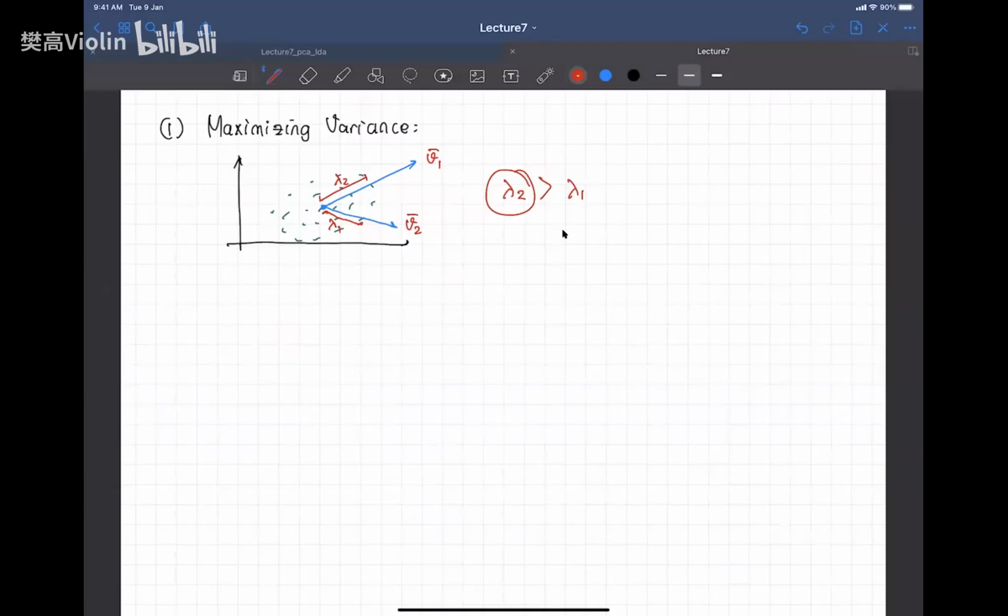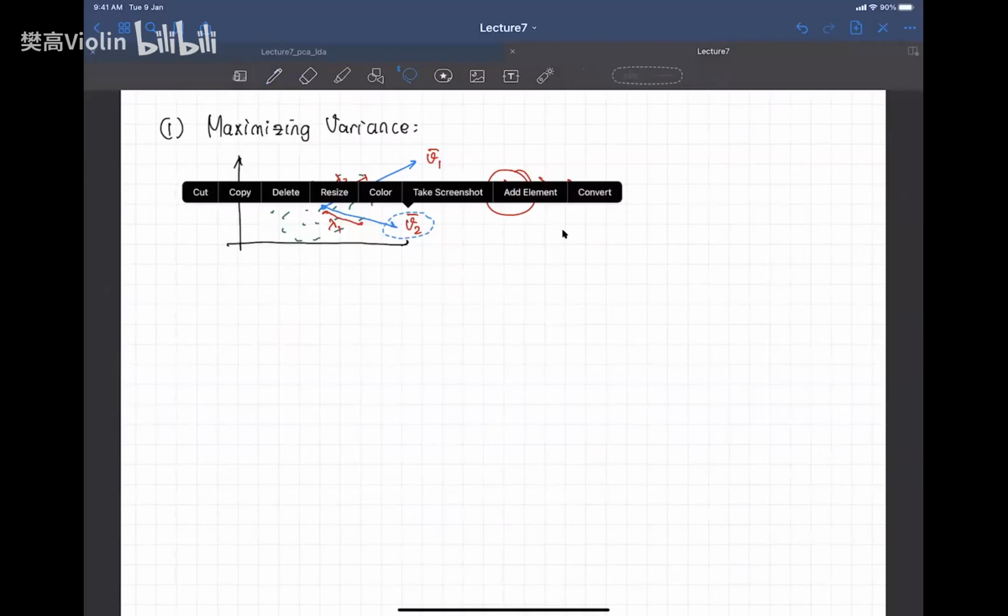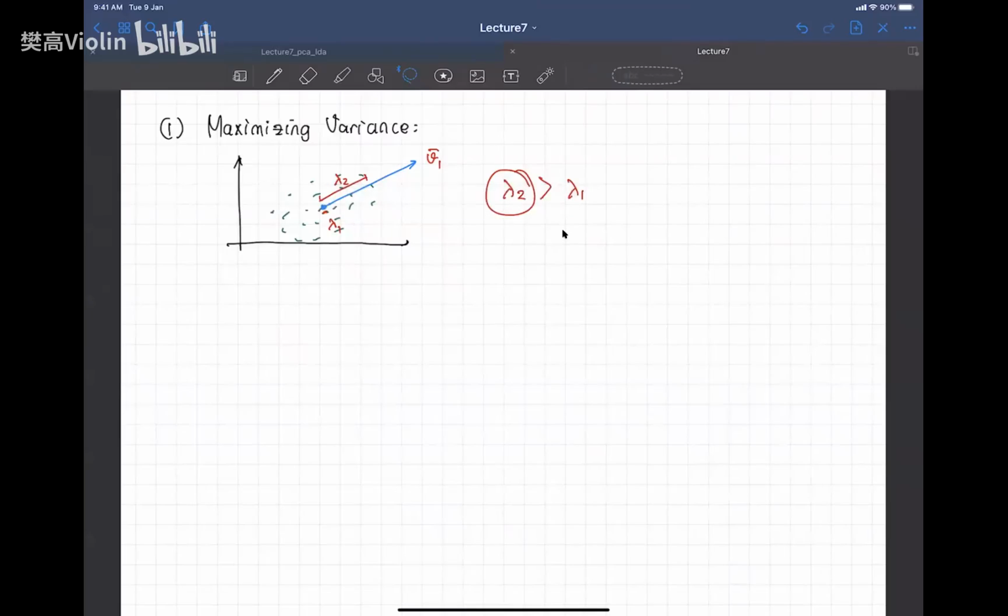Okay, so now let's look at the mathematical definition of variance. Let's assume that we have a certain direction, a certain axis, and we do not know now whether this is the maximum or not. So let's assume that we have this blue line, and we want to measure the variance based on this blue line by projecting all the green points onto this blue line.